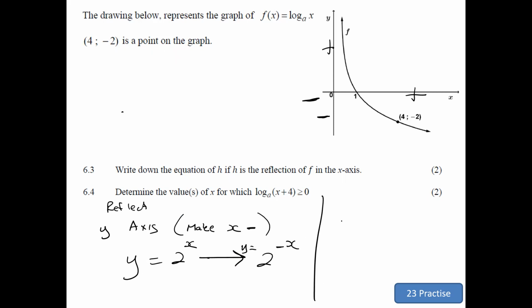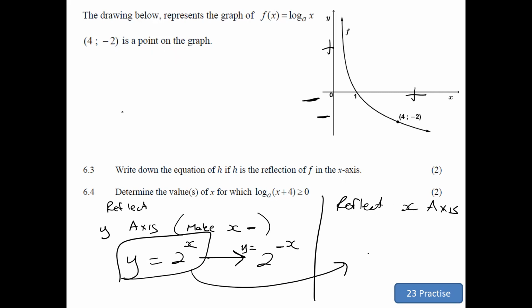But if we take the same question and we reflect on the x-axis, what will this now become? The negative now comes in the front. Does it make sense, the difference between the two reflections? Remember, when you reflect on the x-axis, the y becomes negative. Any questions on that? No, sir. Okay.